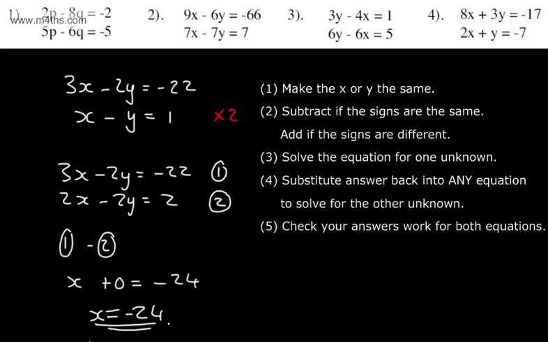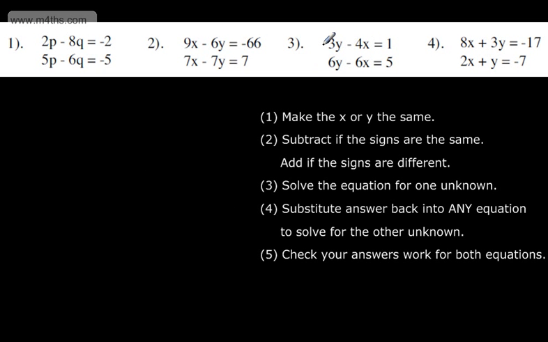Okay, let's do this one right here. Okay, so what I'm going to do here is simply multiply the top equation by 2. That will give me 6y and 6y. So if I just write this here, multiplying by 2, we can go ahead and write that.